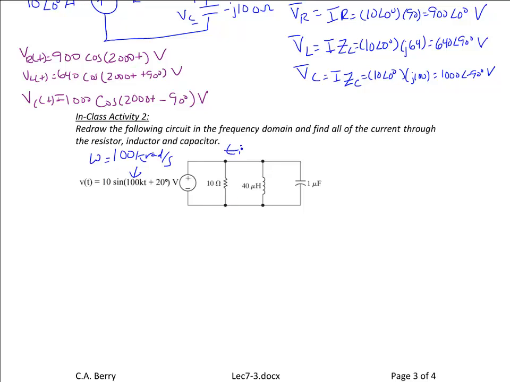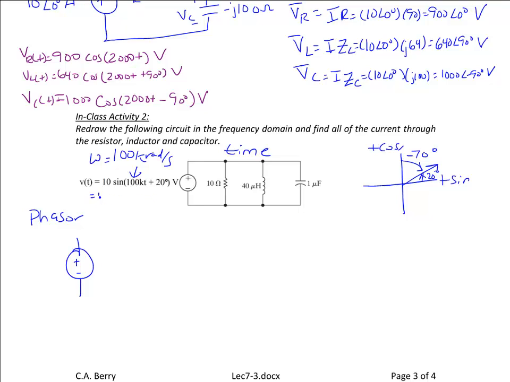So remember, this is the circuit in the time domain. So the first thing I want to do is to redraw the circuit in the phasor domain. So the voltage source is actually a sine. So remember the relationship between a sine and a cosine. If I draw my phasor diagram again, here's my positive sine, here's the positive cosine. So if I have a sine plus 20 degrees, that would be my 20 degrees. That's the same as a cosine minus 70 degrees.